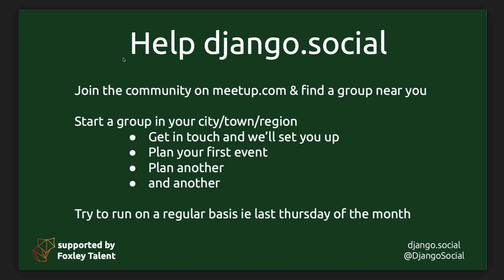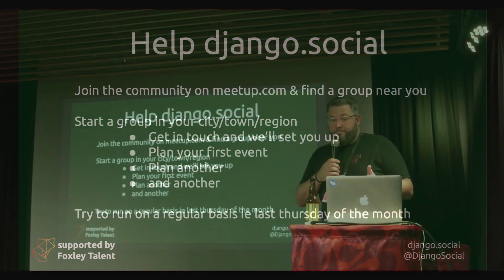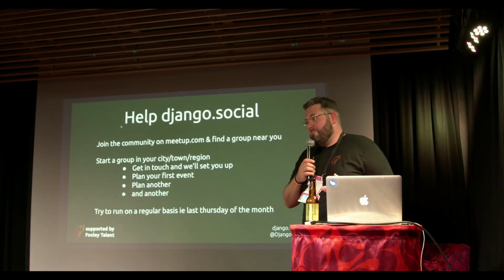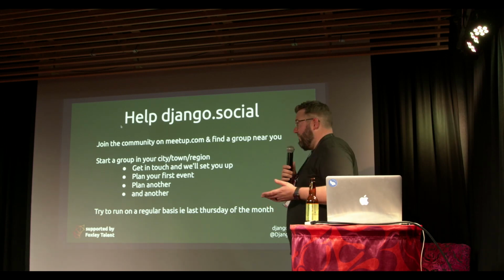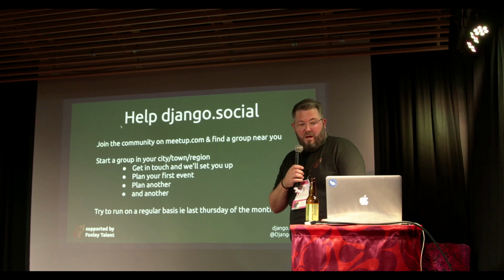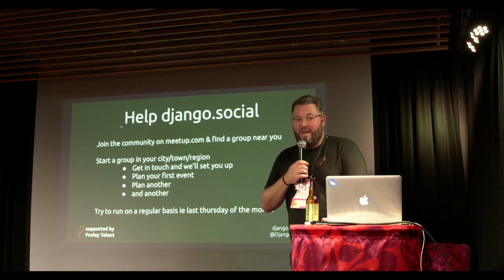And if you have the inclination or you want to try and get people out and about in your city that like Django, that you can meet up with and collaborate on an event, just get in touch and we can set you up with a group, we can advertise it, we can help you to plan your first event, and then we just ask you to plan another and another and keep it going regularly. Try to run on a monthly basis. The London one we try and do on the last Thursday so everybody knows, so you can plan your working week to be in the city.